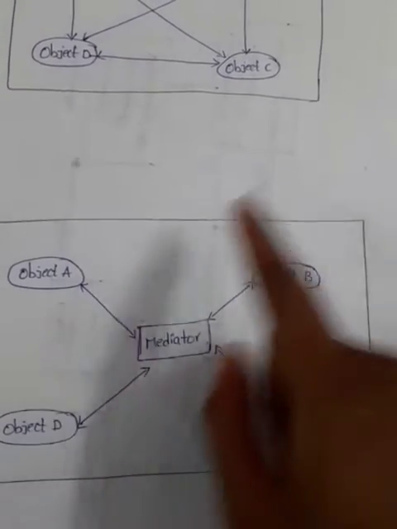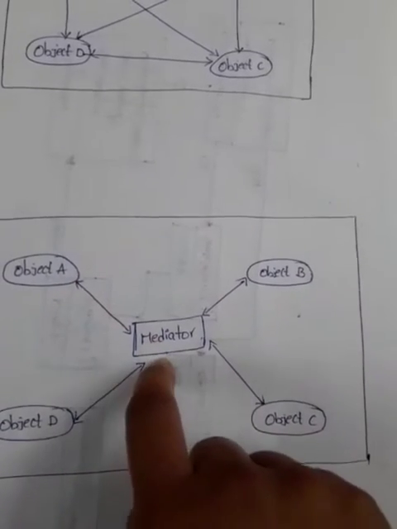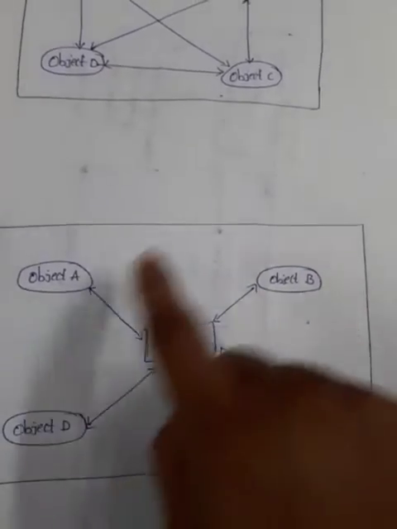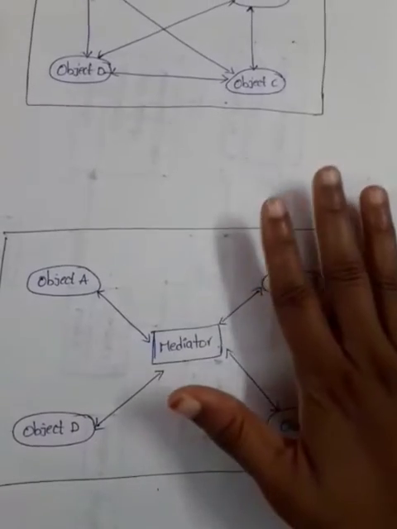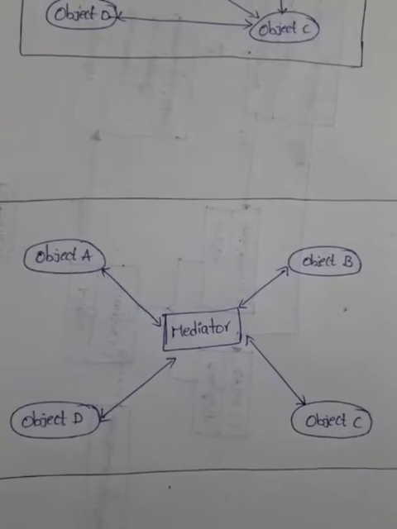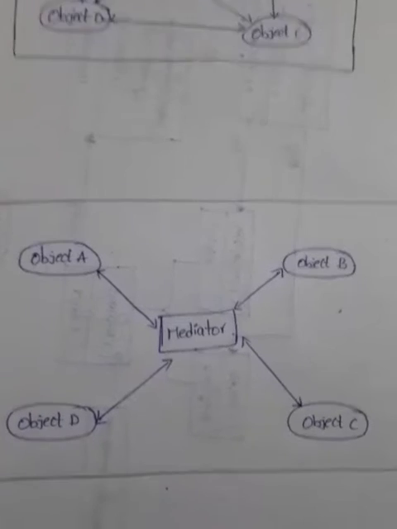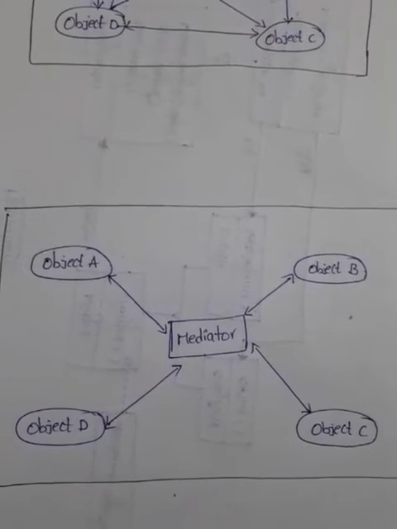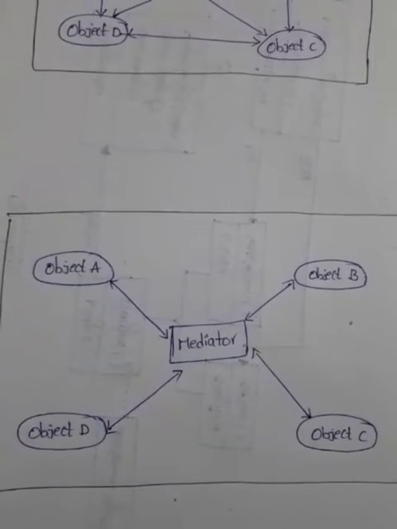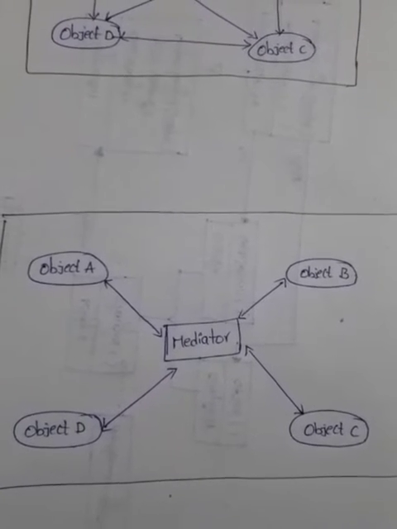Suppose A wants to send a message to B. Then A sends the message to the mediator and the mediator sends the message to B. In the same way, the communication happens between these objects. In such a way, we communicate between the objects. By doing this, we can maintain the objects more easily, because the coupling between objects will be less. The tight coupling becomes loose coupling, and maintenance will be easy by using this mediator pattern.